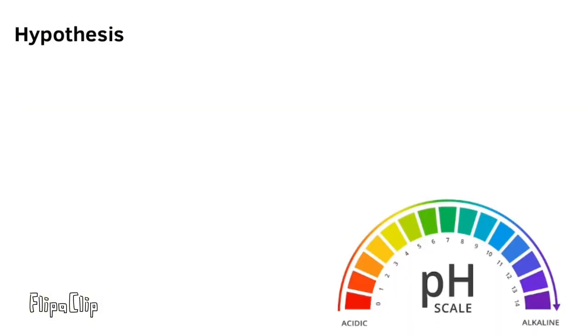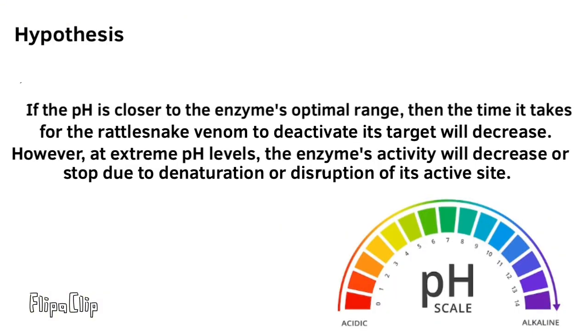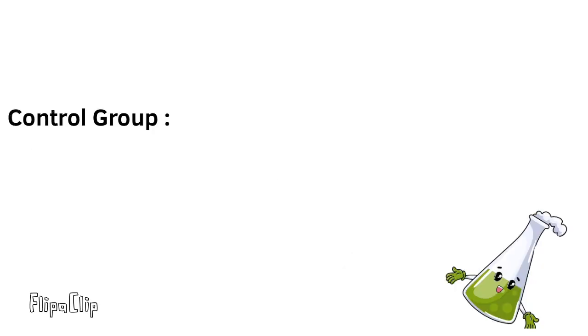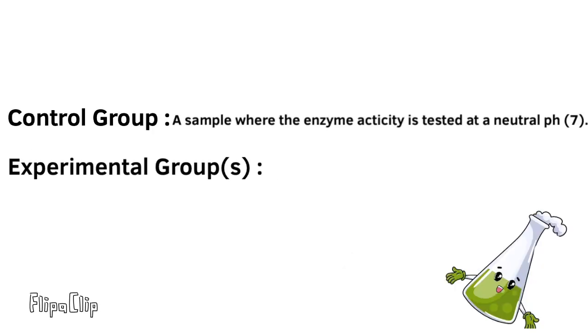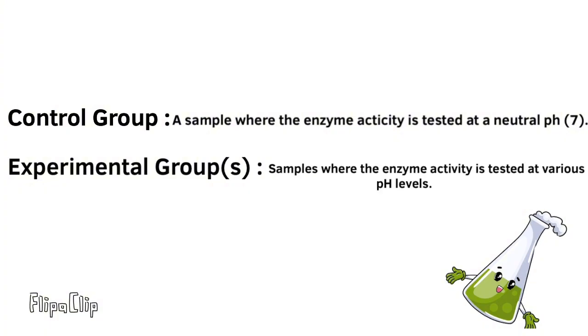Our hypothesis is, if the pH is closer to the enzyme's optimal range, then the time it takes for the rattlesnake venom to deactivate its target will decrease. However, at extreme pH levels, the enzyme's activity will decrease or stop due to denaturation or disruption of its active site. Our control group is a sample where the enzyme activity is tested at a neutral pH of 7. The experimental groups are the samples where the enzyme activity is tested at various pH levels.